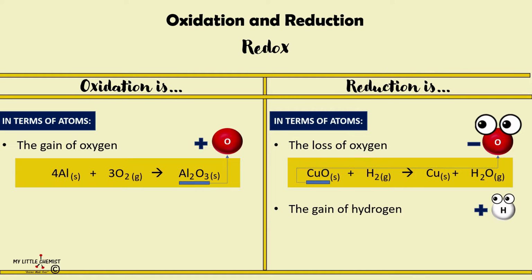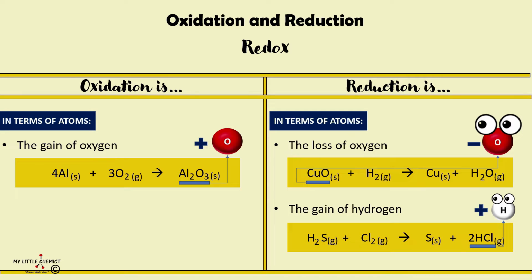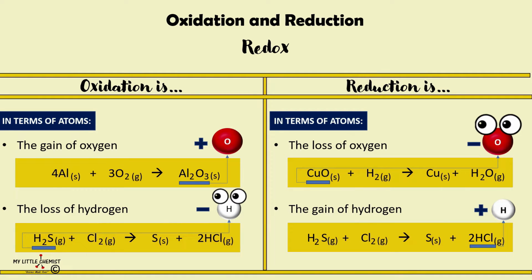Reduction can also be defined as the gain of hydrogen. Here we see that chlorine has gained hydrogen to become hydrogen chloride. We can therefore say that chlorine was reduced. Oxidation, however, is the loss of hydrogen. Using the same chemical equation, notice that hydrogen sulfide has lost hydrogen, producing sulfur. Hydrogen sulfide was therefore oxidized. Oxidation and reduction are clearly opposite processes, which you will observe more as we go along.